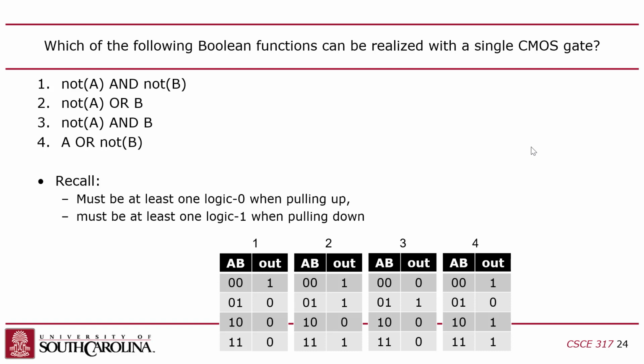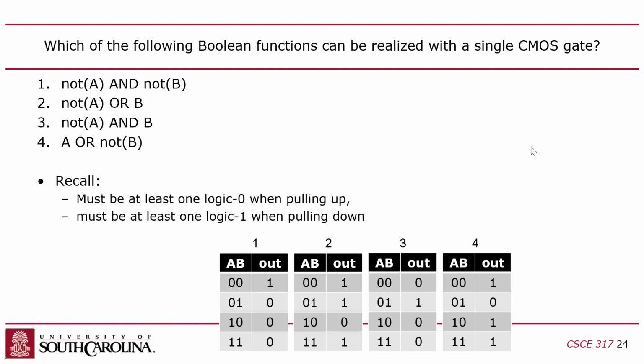Let's see. This one, disqualified. 0, 0 gives a 0 output? No, you need at least one input to get a 0 output, because NMOS is a pull-down network. And in this case, pull up with a 0, yes. Pull down with a 1, yes. Pull up with a 0, yes. Pull up with no zeros? Oh, no, that one's disqualified, right? So only that first guy.